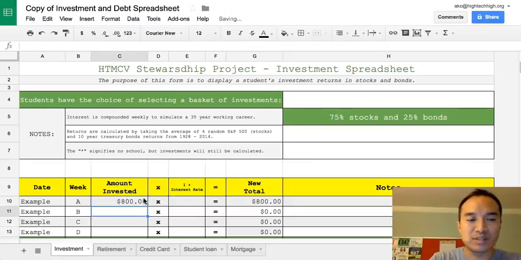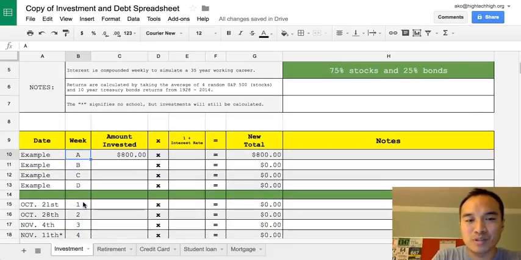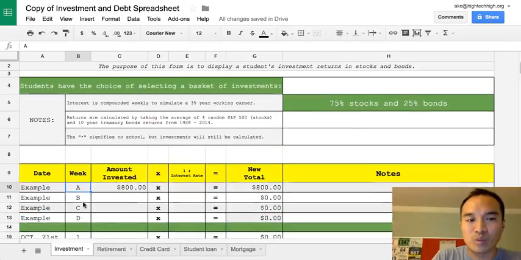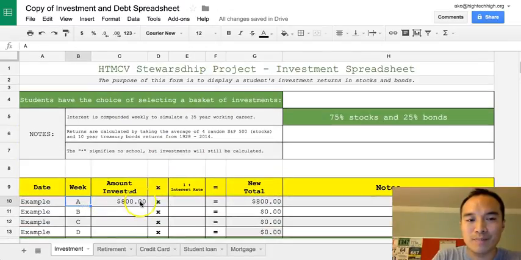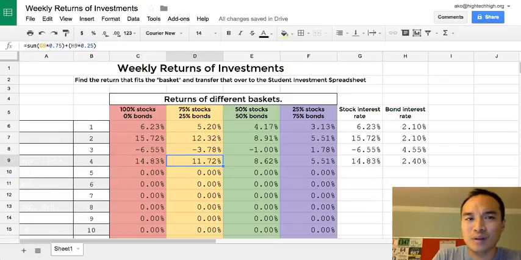So this student invested $800, amount invested, and week A is actually going to be like week 1. But for example, as you know, we have down here more week 1s. So that's week A. Our interest rate, where do we get that? That $800 is how much the student invested. This we actually get from the weekly returns of investment spreadsheet. Yes, another spreadsheet. What this does is it basically calculates the averages of the returns that we're going to use.